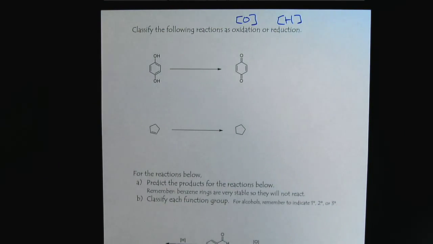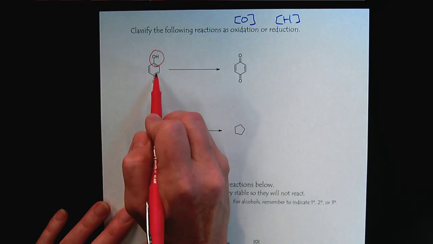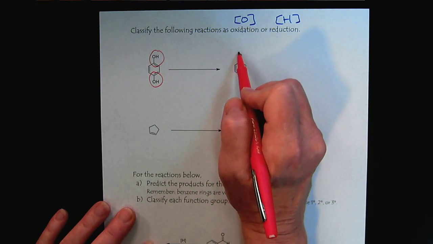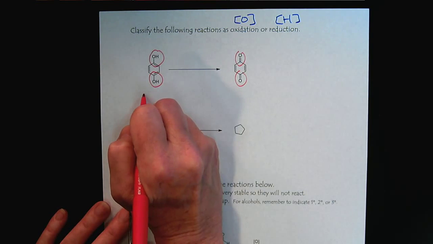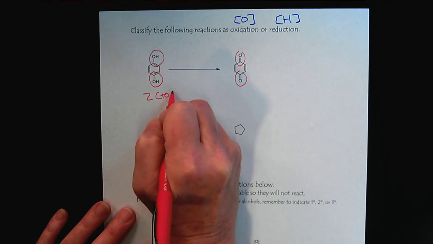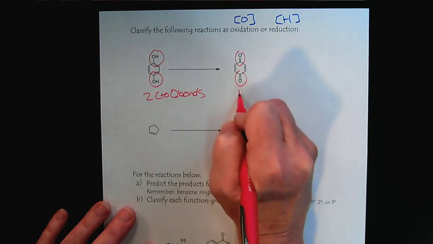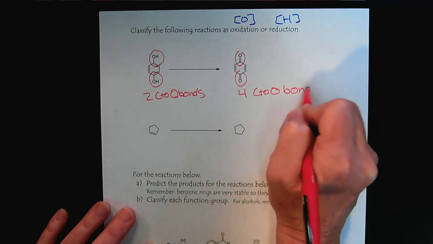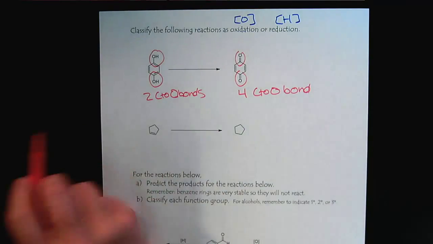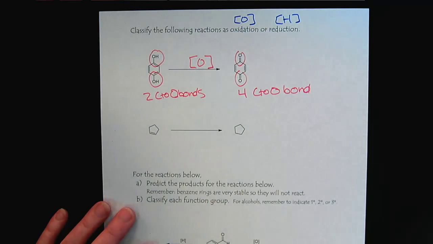Alrighty. So now the main thing is to look for change, right? So here we see alcohol or phenol groups becoming ketone groups. So here we had 2 carbon to oxygen bonds, and here we have 4 carbon to oxygen bonds. So we definitely had an increase. So we would describe this as an oxidation.